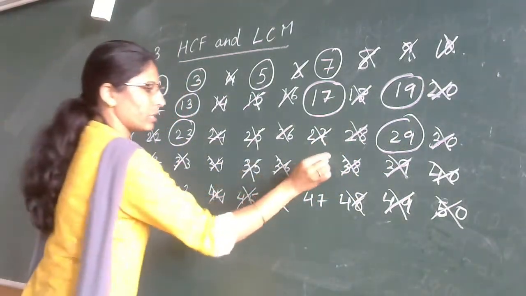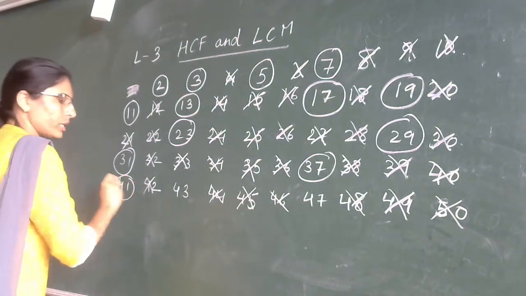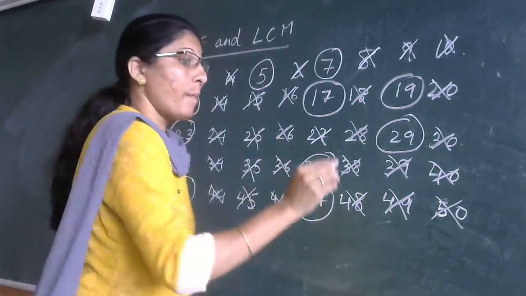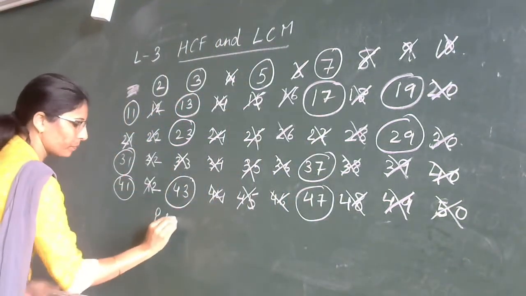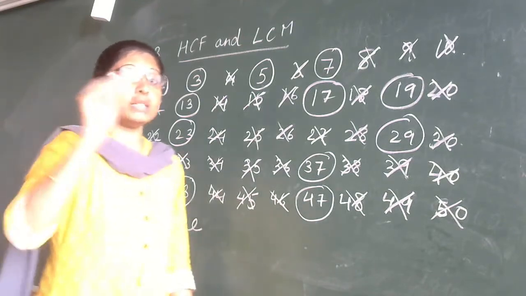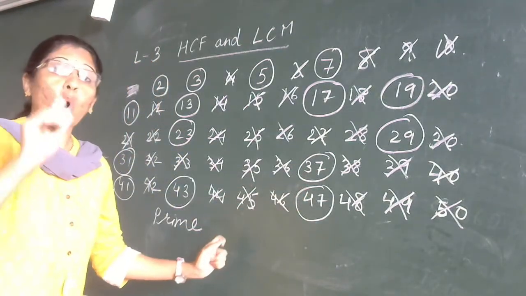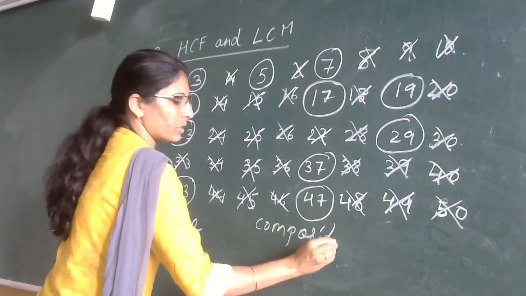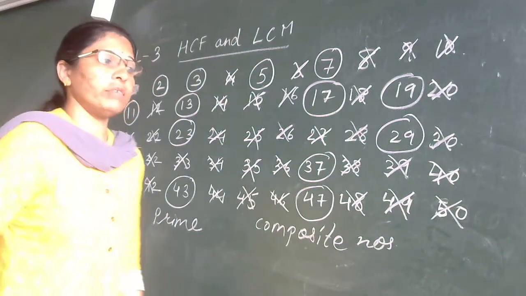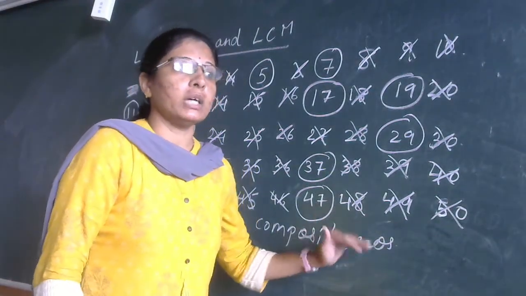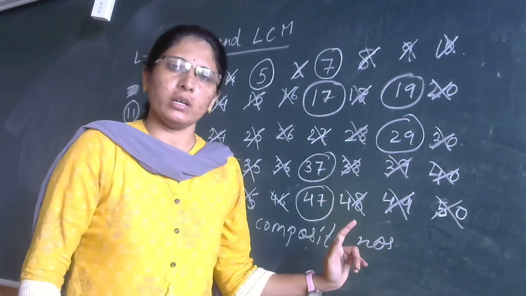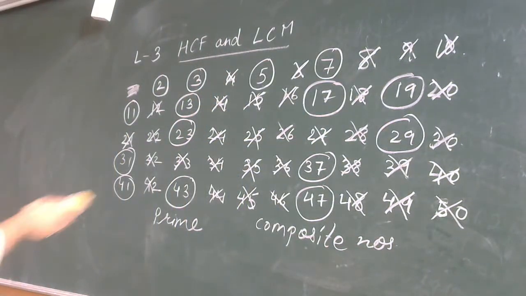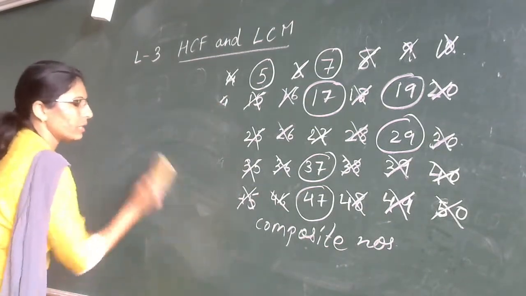Now the numbers till 50 which are circled, all those numbers are prime numbers, and the numbers which are crossed out, all those numbers are composite numbers. Okay, so this is the method with which we can find out the prime numbers and composite numbers. So this is an activity to find the prime and composite numbers.